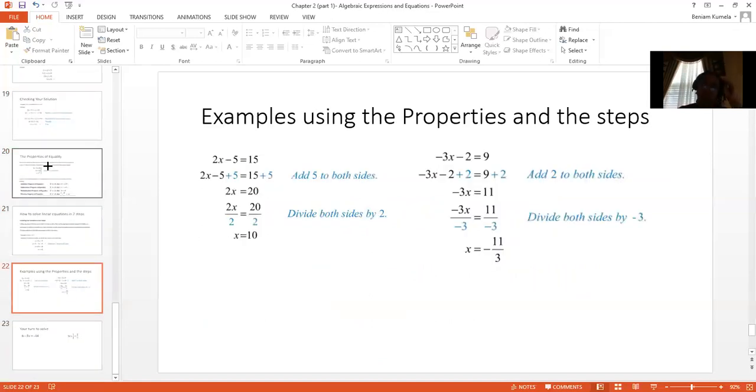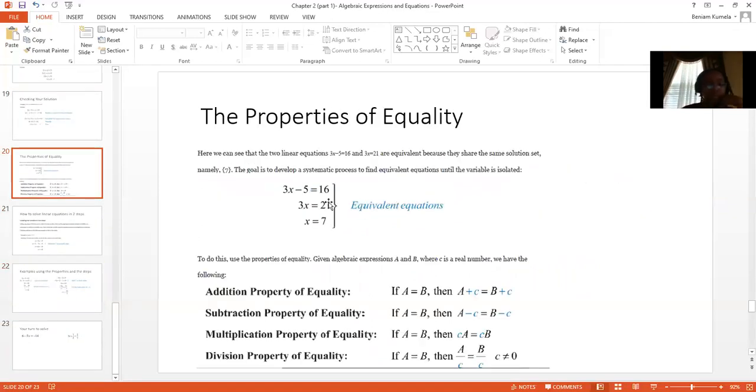Properties of equality. These are properties of equality. You can use them to manipulate the equation whenever you're trying to solve for the variable. So the goal is to develop a systematic process to find equivalent equations until the variable is isolated. The variable is by itself, as in this x equals 7. Due to this, use the properties of equality. So all these properties, you do the operation on the left-hand side as well as the right-hand side. Yes?